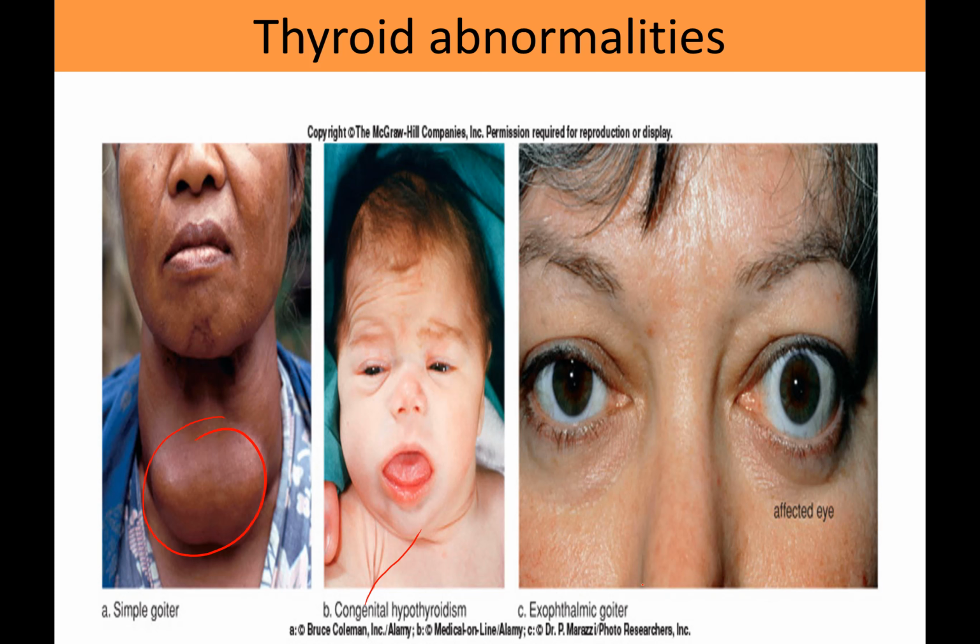And here is the adult form of the hyperthyroidism. So you'll notice basically what's happening here is they have some swelling in that eye socket. And then due to that, that kind of makes those eyes protrude out a little bit.